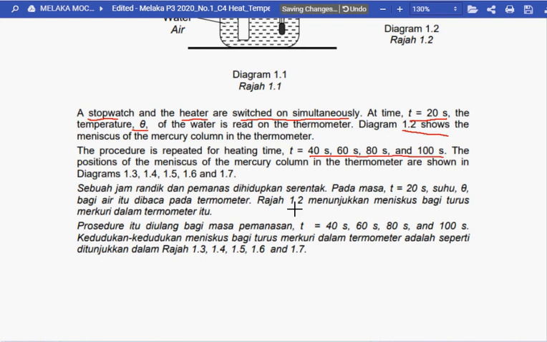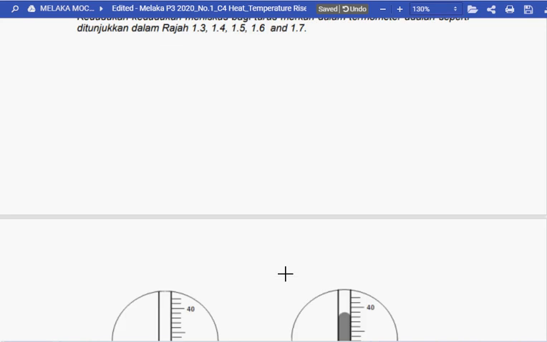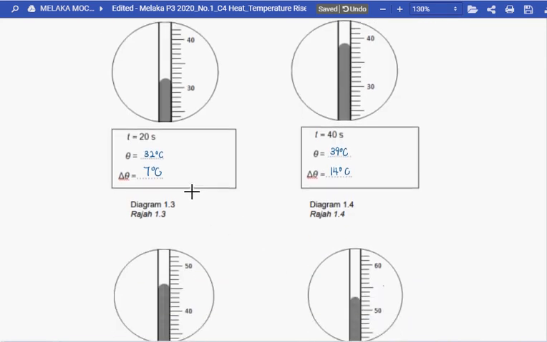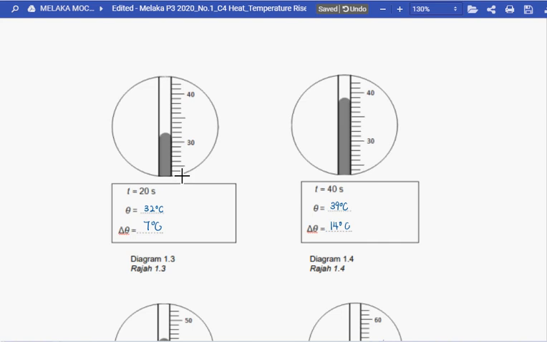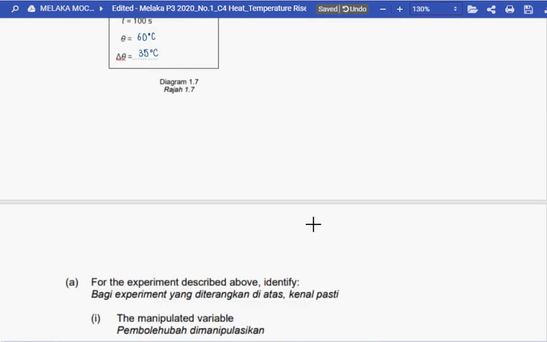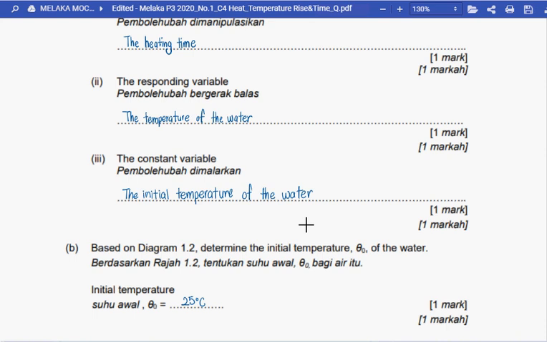The position of the meniscus of the mercury column in the thermometer are shown in the diagram. You need to refer to the diagram carefully. We have diagram 1.3 until diagram 1.7. This is the diagram given. When the time is 20 seconds, you need to fill in what is the temperature and what is the change in temperature. This is already done by my student.